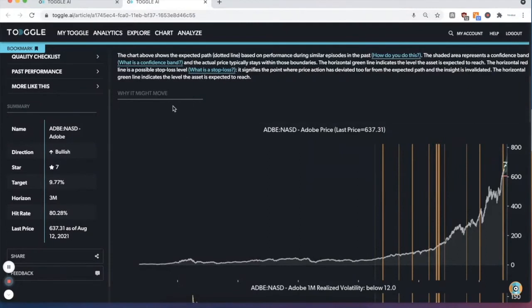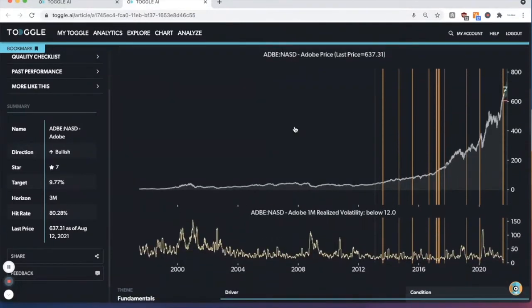The more details is where you can find the why it might move graph. The graph highlights the past episodes Toggle was analyzing in order to generate the projection we just discussed. When and where is Adobe's 1 month realized volatility hit a low and what happened after that?